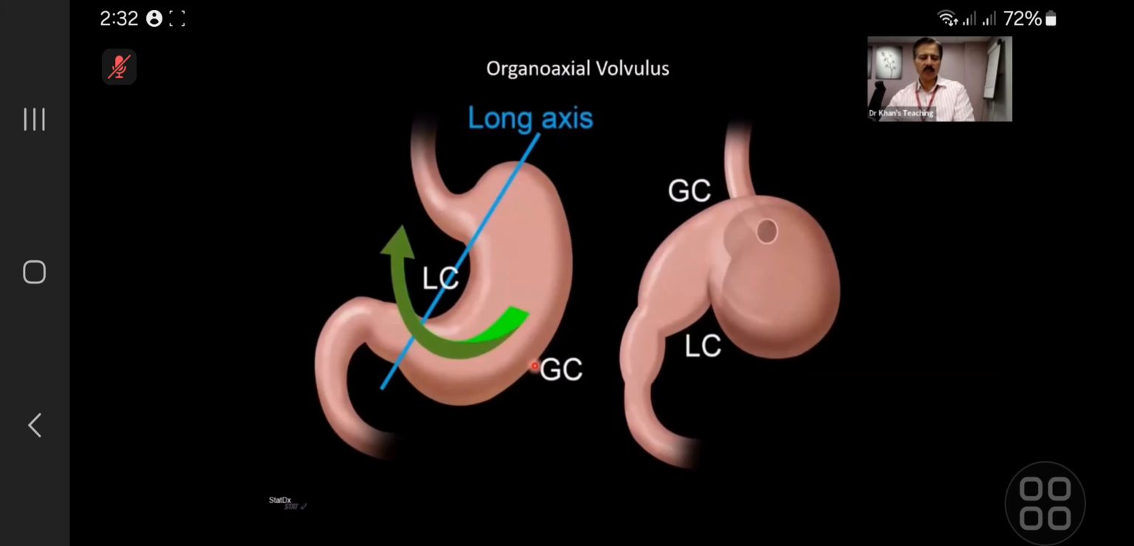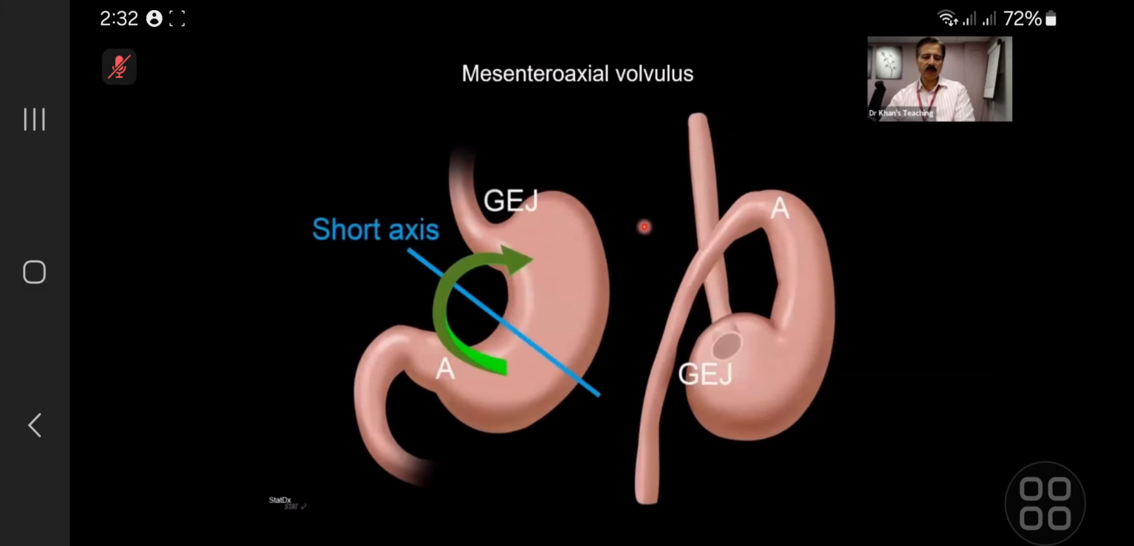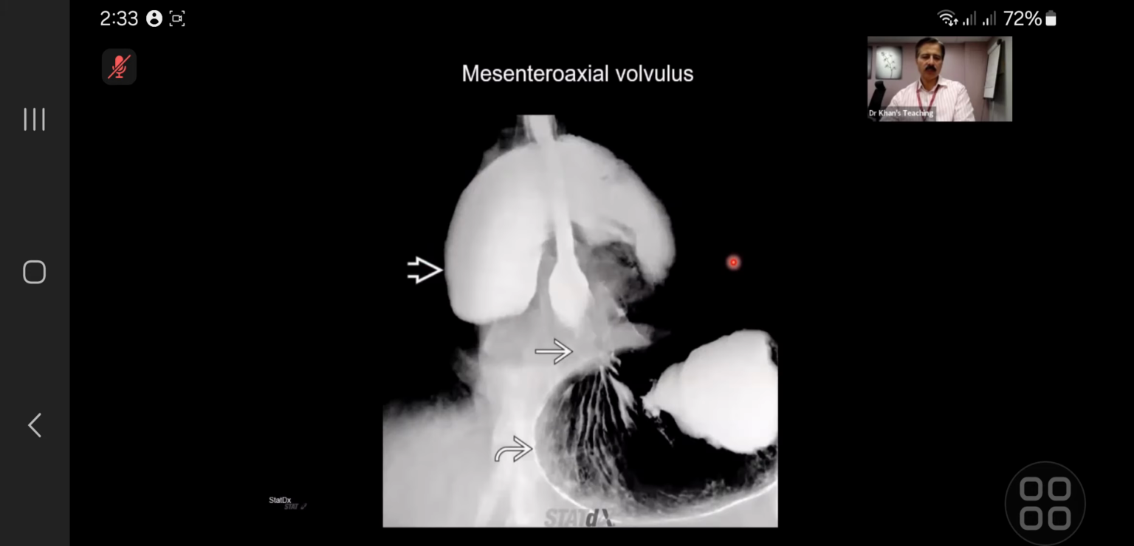So in organoaxial, the stomach twists. If this is the long axis, then the main take-home point is that it twists around the long axis. And the take-home point is that the greater curvature sits upwards. So if you see this case, this is the greater curvature. So greater curvature is superior and the lesser curvature becomes inferior. This is the classical configuration. In a mesenteroaxial, on the other hand, it is around the short axis. So it will twist and then the antrum will sit superiorly.